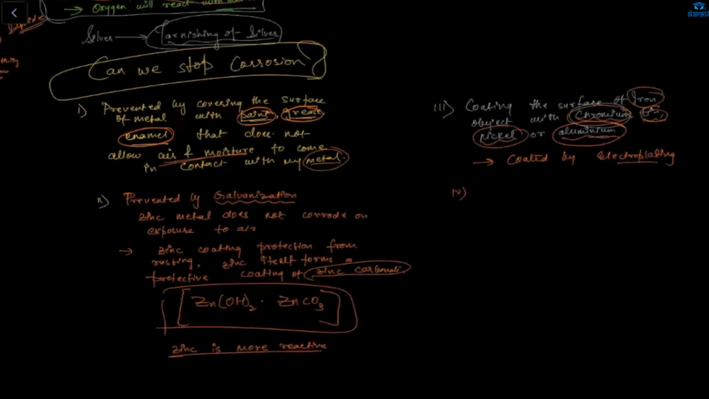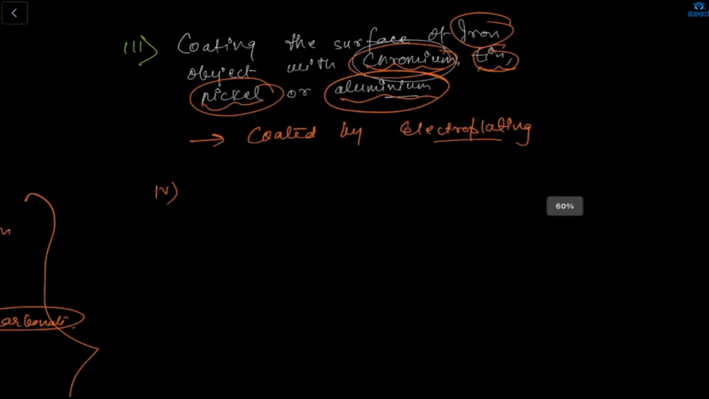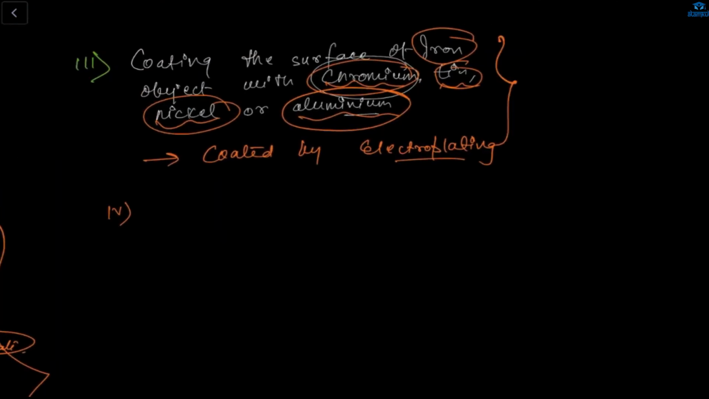First is by painting and greasing. Second is the process of galvanization, and the third is coating the surface with chromium, tin, nickel, and aluminium. And the fourth way is what? Corrosion can also be prevented by converting the metal like iron into an alloy.